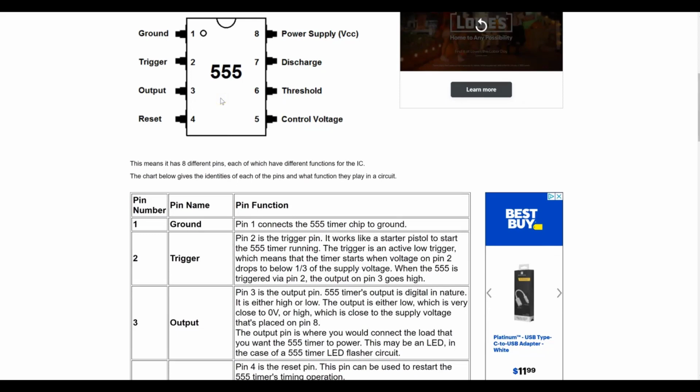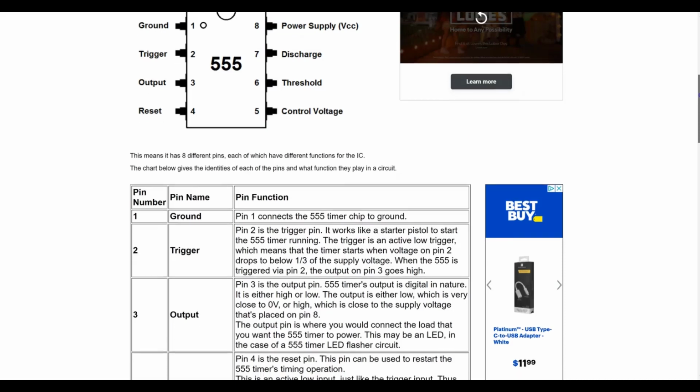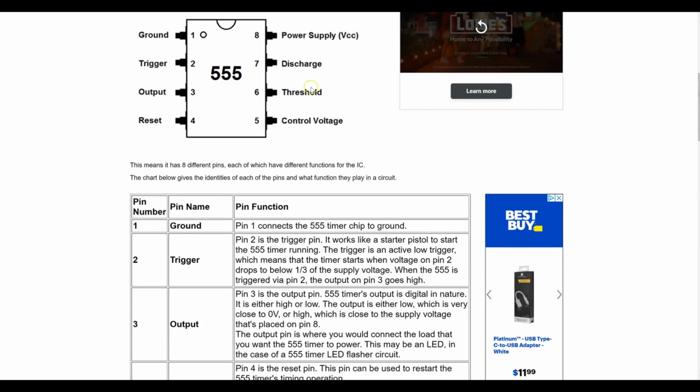The 555 timer is an 8-pin chip. It comes in a dual inline package. If you see at the top, there's a notch right here, correct? That means to the top left, this is ground, trigger, output, reset. Pin number 5 is control voltage. Pins 6, 7, 8 are threshold, discharge and usually the power supply. Pin number 1 is simply the ground, connected to ground.